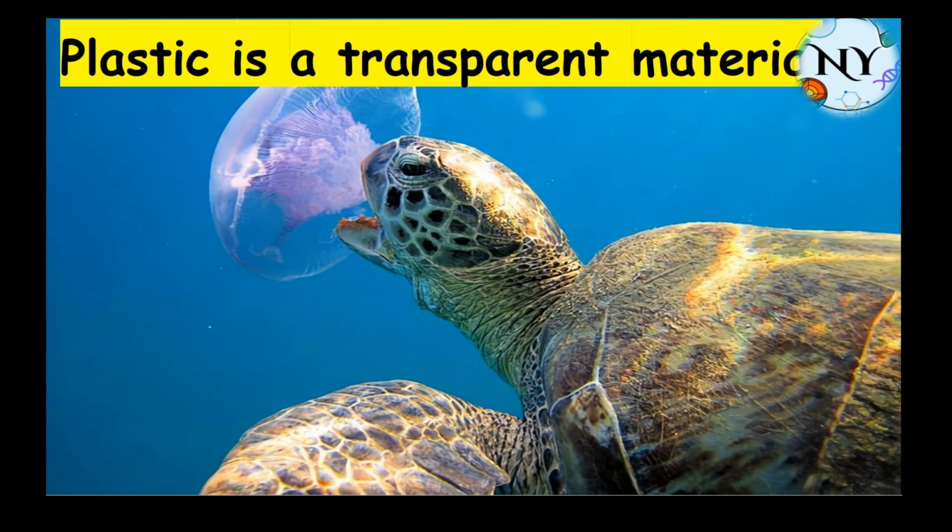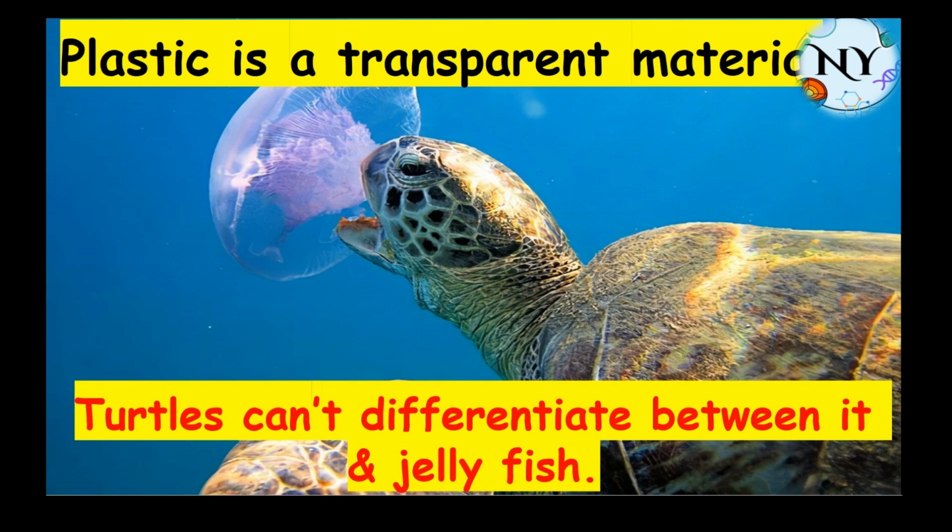So plastic is a transparent material. So when we throw it into water, turtles cannot differentiate between it and jellyfish. You have to know that turtles feed on jellyfish. So when we throw plastic wastes into water, they are transparent material. They look like a jellyfish. So turtles cannot differentiate between plastic and jellyfish. So it feeds on plastic, which causes suffocation to turtles and causes death.